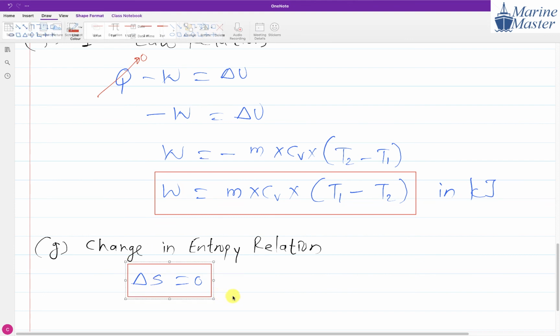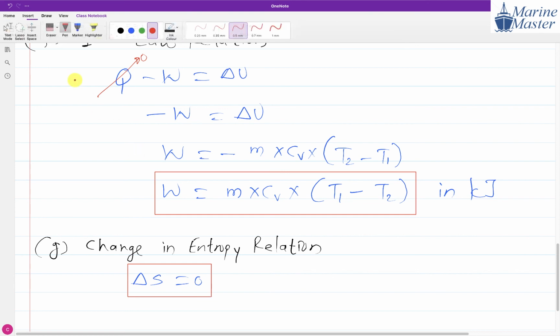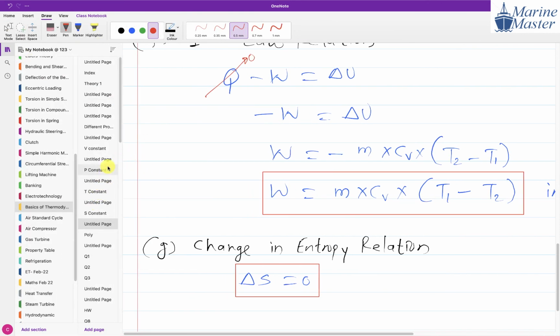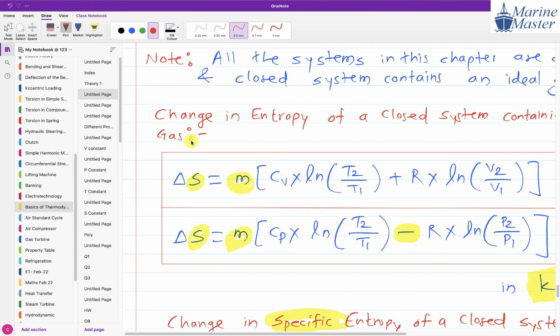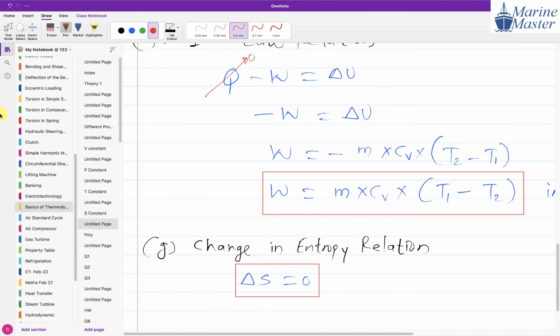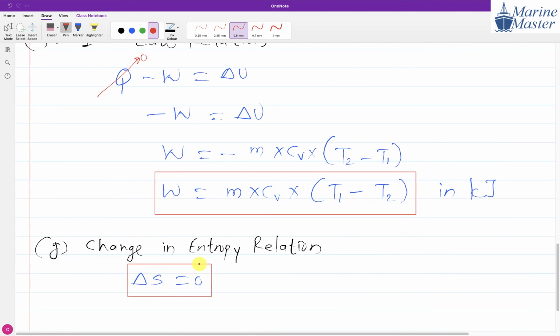In sleep also, sometimes I have observed a lot of students writing down the generalized relations of change in entropy and applying them for an isentropic process. So in sleep also, never try to apply the relation of change in entropy.